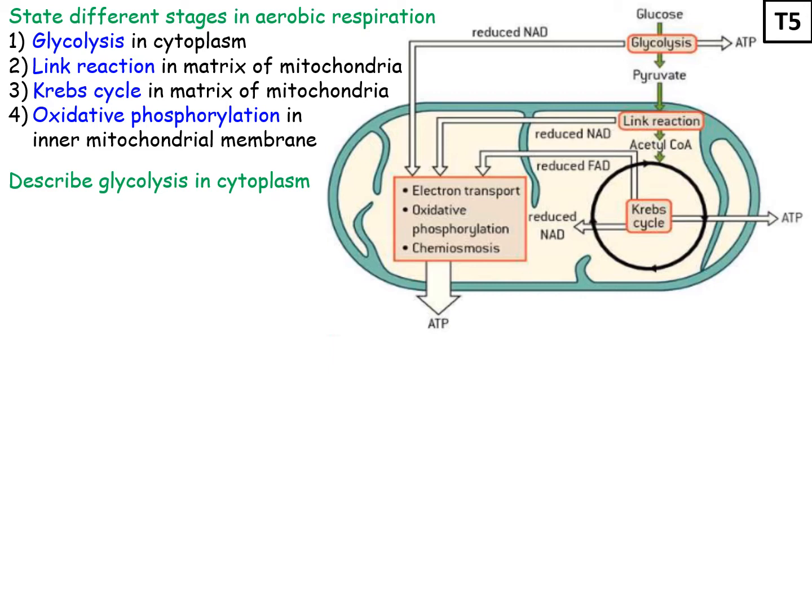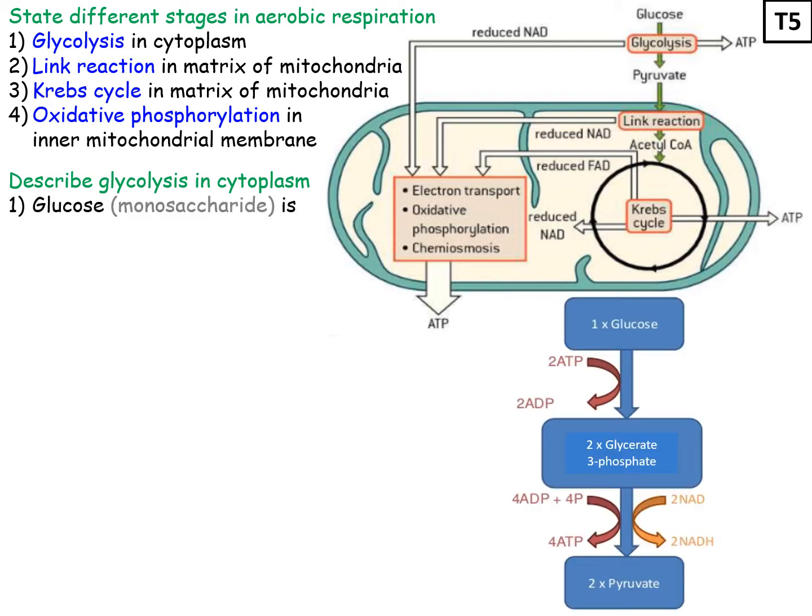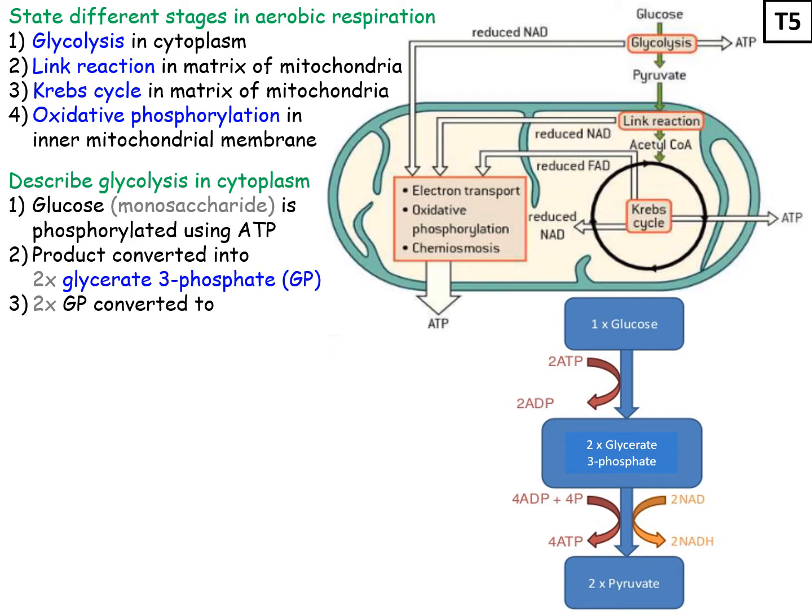Describe glycolysis in the cytoplasm. So the reactant to start off with is glucose, which is a monosaccharide, and it is then phosphorylated using ATP. The product is then converted into 2 glycerol 3-phosphates, and those 2 glycerol 3-phosphate molecules are then converted to 2 pyruvates, and this also produces reduced NAD, which is known as NADH, and ATP.